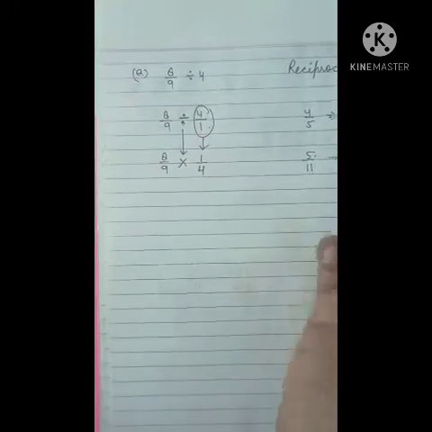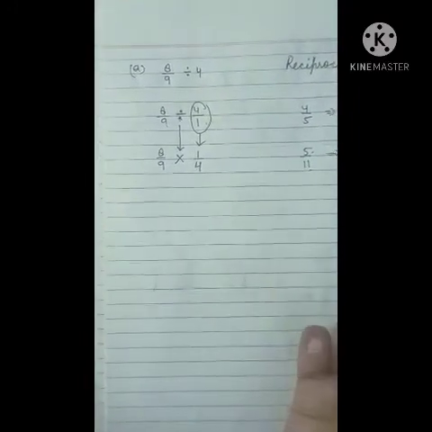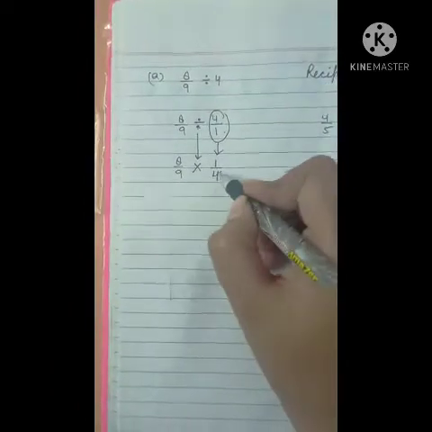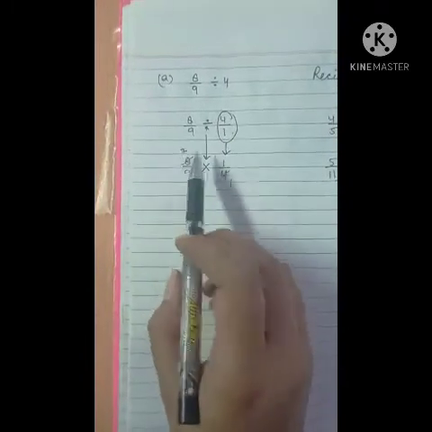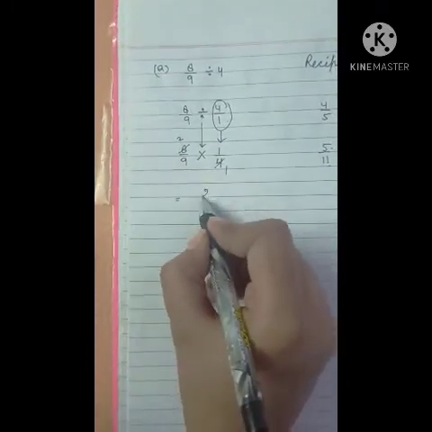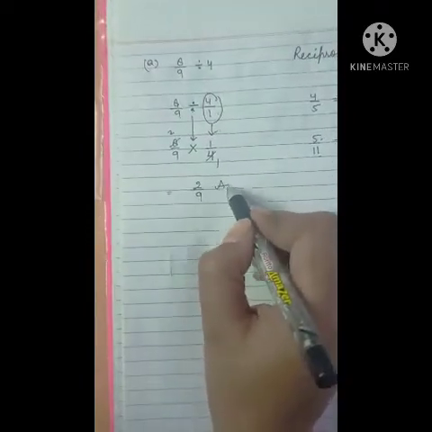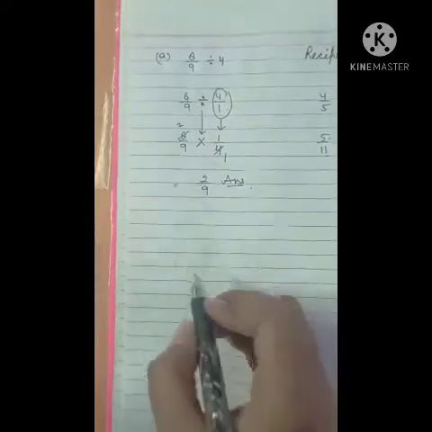Clear? Now we apply the same process as we do in multiplication. We reduce the numerators and the denominators. Here 4 1 times, 4 2 times. So what is left here? 2 multiplied by 1, 2 by 9. So this is your answer. Okay, let's take another example.